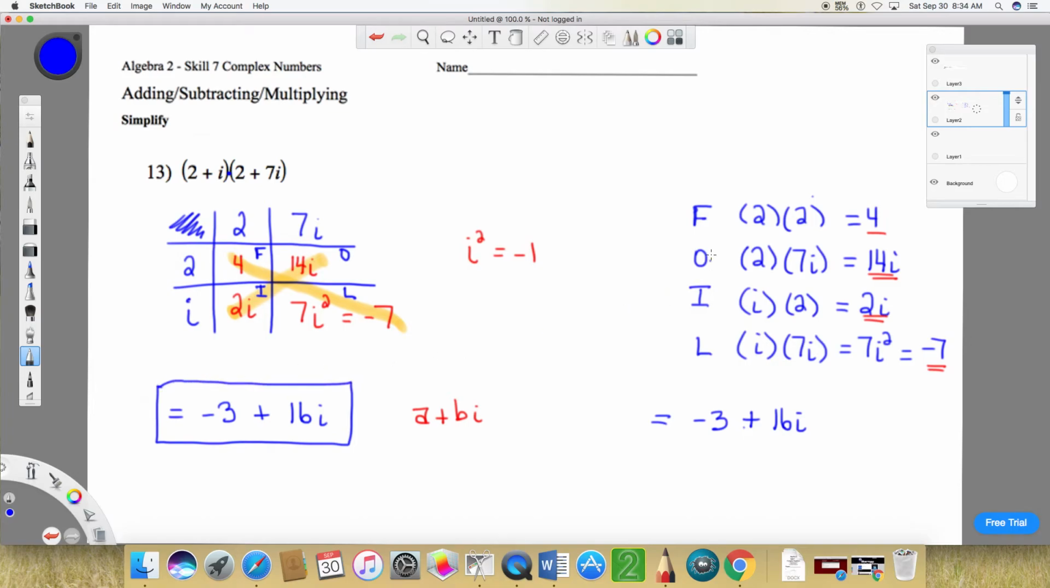But remember, FOIL is limited to just a binomial times a binomial, where a table has more applications. All right, so I hope that helps, and I'll talk to you later.